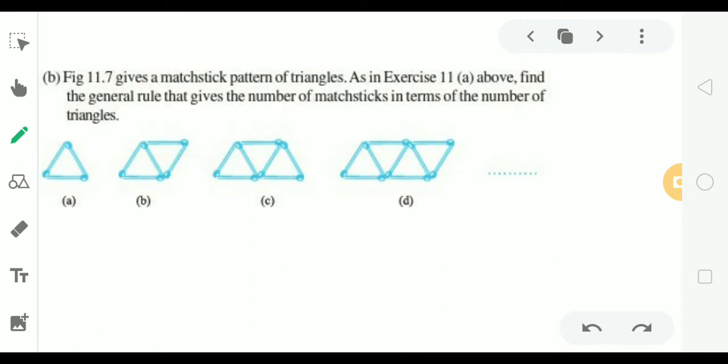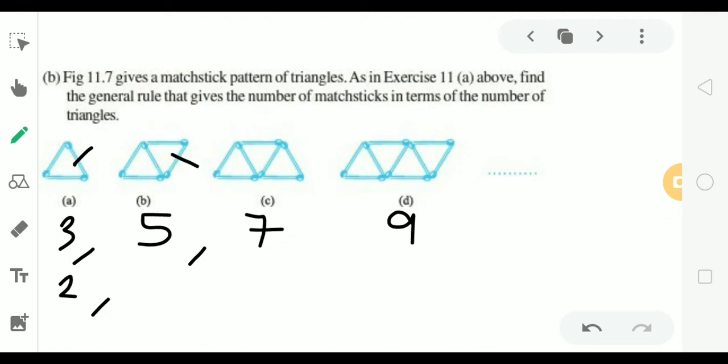See the next pattern. Here we have a triangular pattern. First one, there are 3 matchsticks, and the second one, there are 5 matchsticks. If you count, you can find 3, then 1, 2, 3, 4, 5. Then the next one, there will be 7 matchsticks. You count it, 1, 2, 3, 4, 5, 6, 7. Then the next pattern, there will be 9 matchsticks. So if you take away one from each pattern, this will be 2.